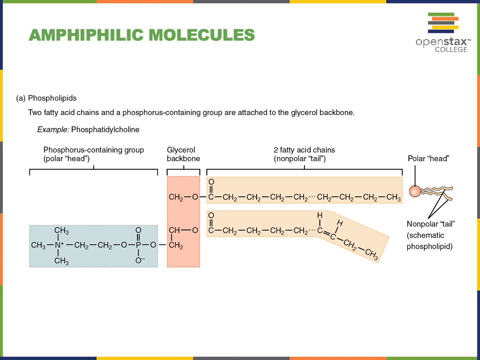In order to create that arrangement, these phospholipids will organize into a bilayer so that the hydrophobic fatty acid tails of the phospholipid will face each other and hide away from the watery solutions, whereas the phosphorus-containing polar head, the hydrophilic region of the molecule, will face towards the watery solution. And so any molecule that has a polar region and a nonpolar region could be considered an amphiphilic molecule. The phospholipid is just a major example that we'll study as we learn about the structure of cells.